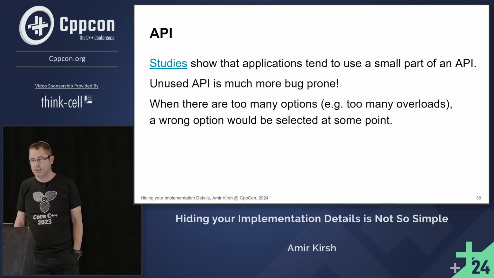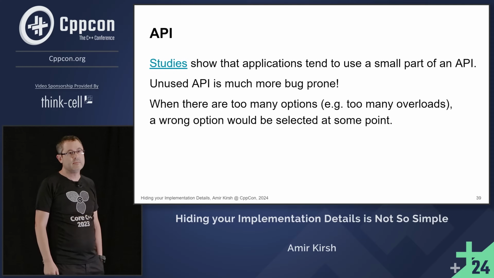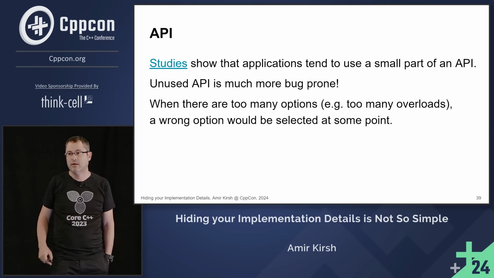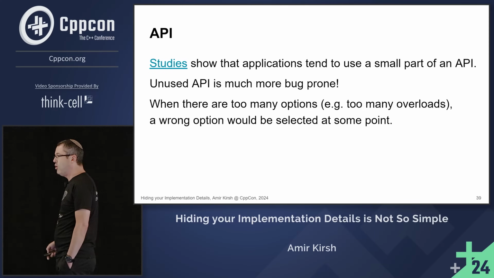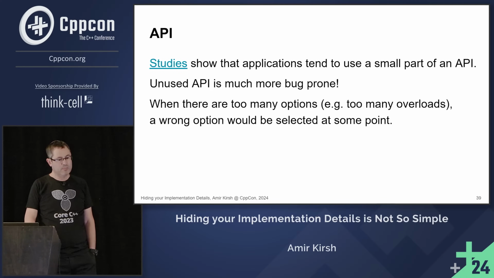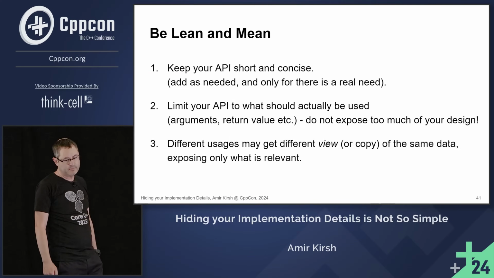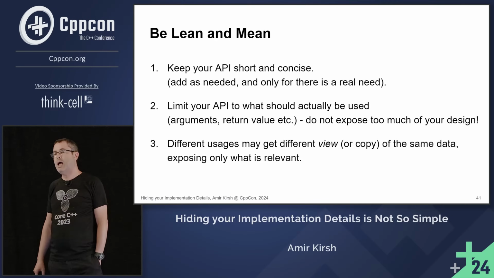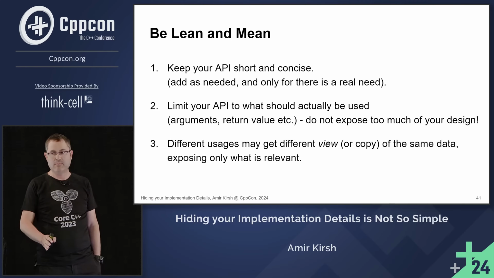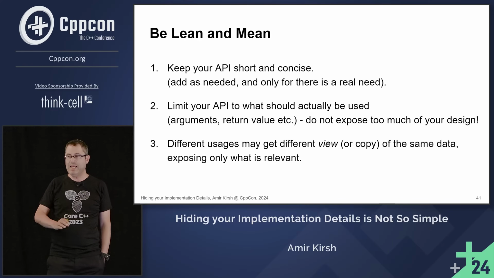When there are too many options, too many overloads, the wrong option would be selected at some point. I mean, there was an overload. Oh, I used that one. No, you should use this one. Why should you have so many overloads? I mean, too many options are not something good. You should have the proper amount of options. Fewer options mean also fewer required tests. So be lean and mean. I mean, in real life, try to be kind and nice. But when you come to your day job, being a programmer, be lean and mean.